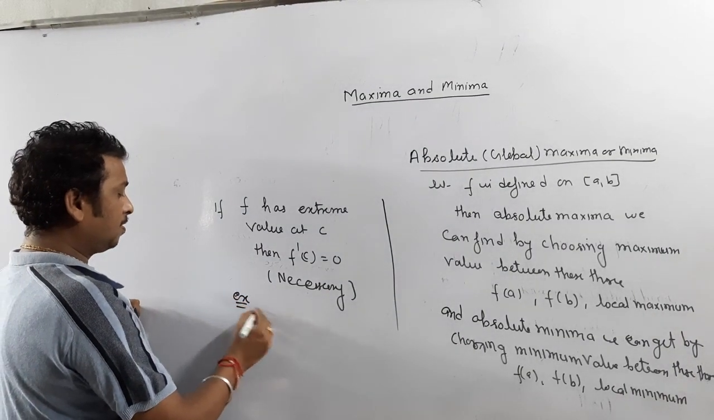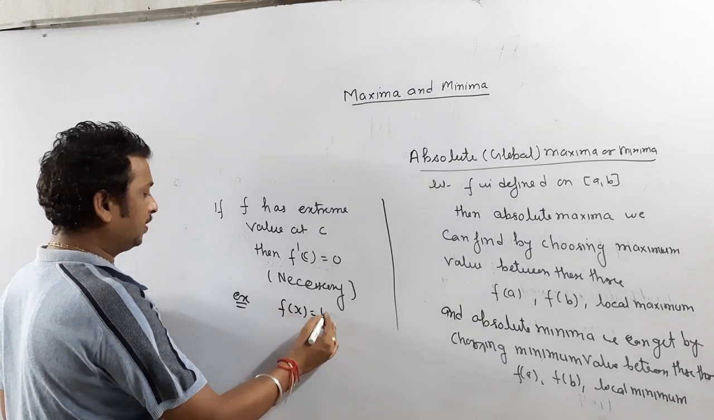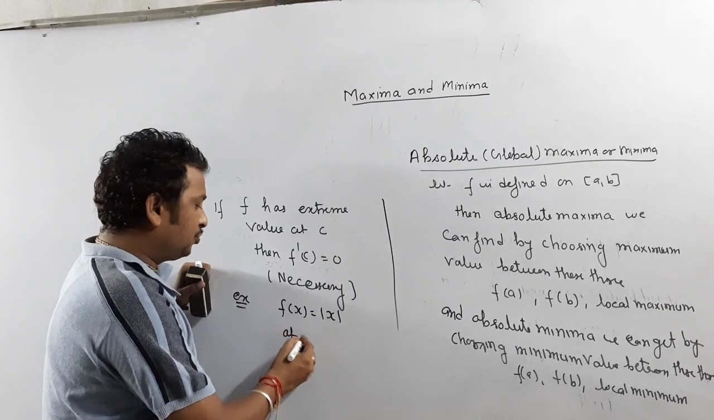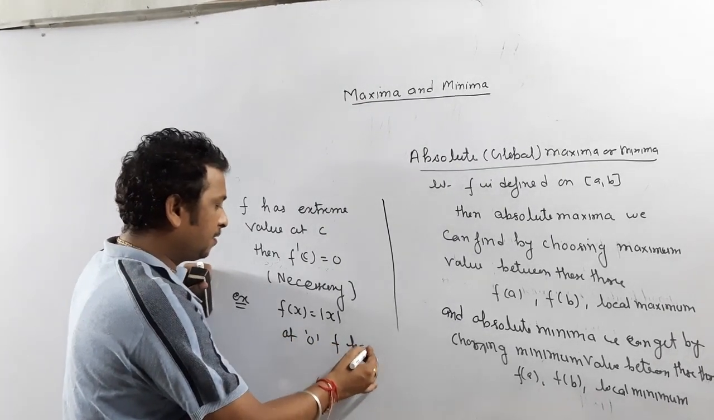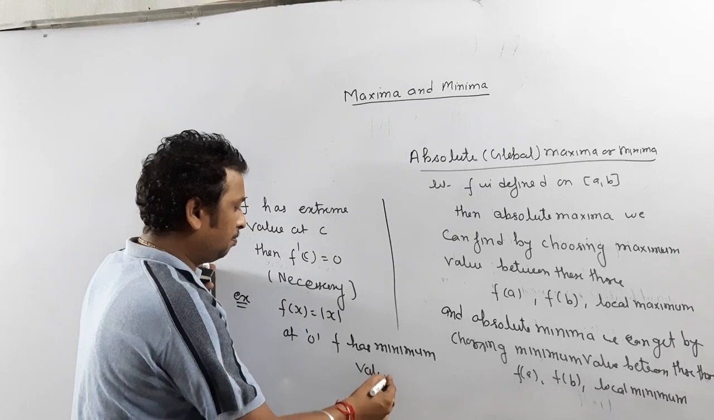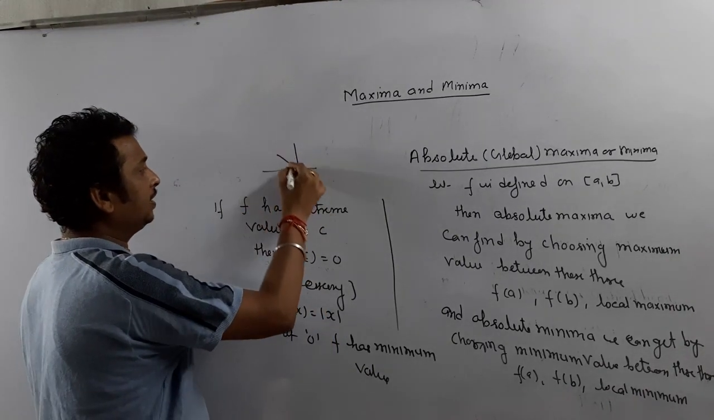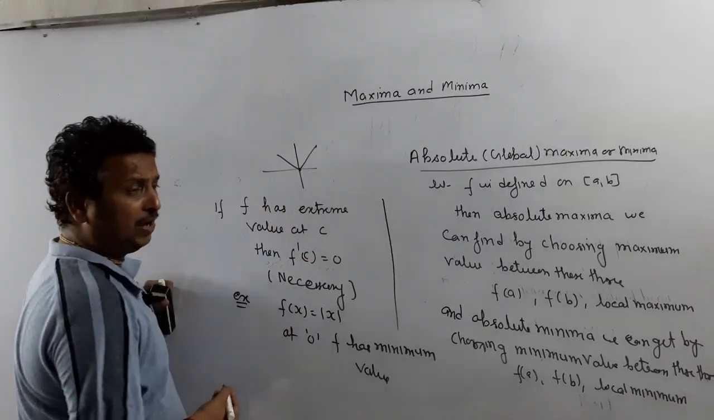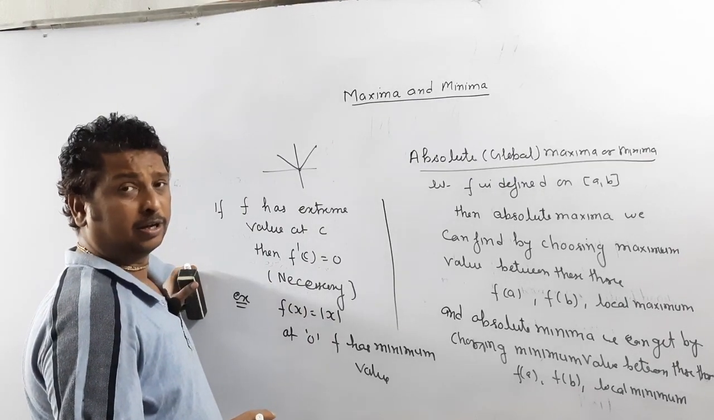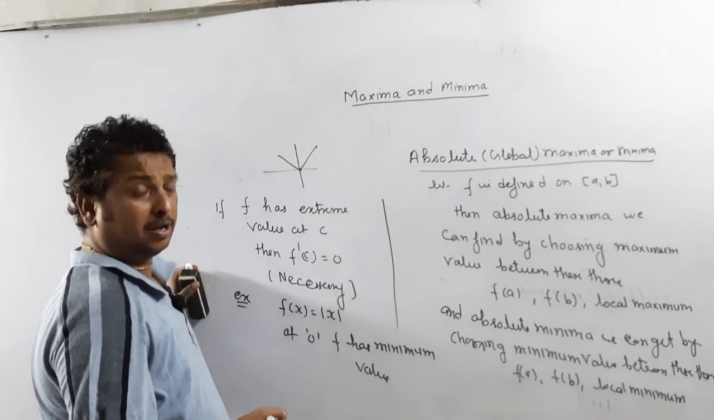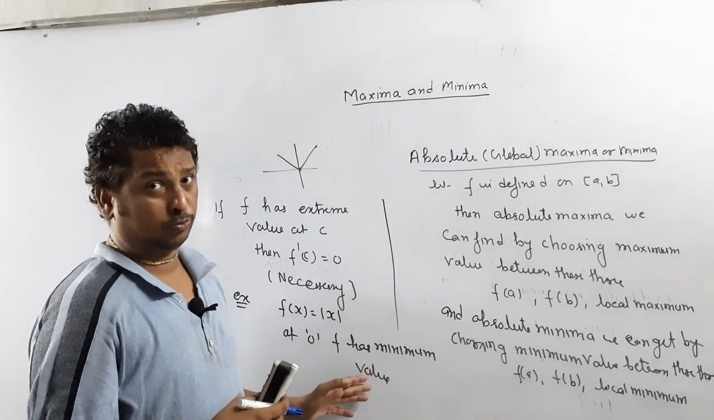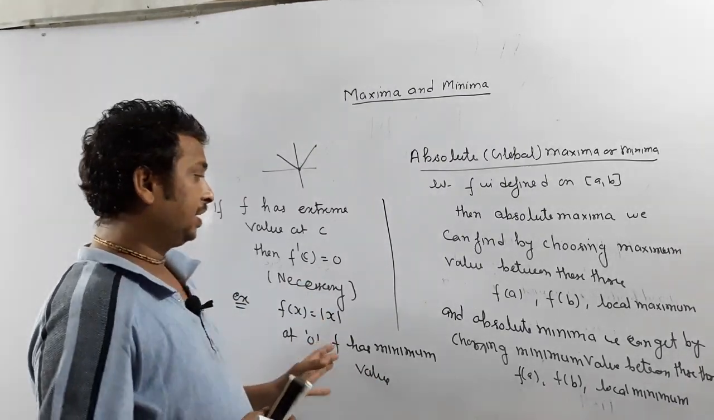How can we tell? Example: suppose f(x) is equal to mod x. At 0, f has a minimum value, because the mod x graph, when plotted, is like this. So at this point it is the minimum value. But you know very well it is not a differentiable function, so we can't find f dash c here. The function is not differentiable even though we can get its minimum value. Understand? So please take care of this also.